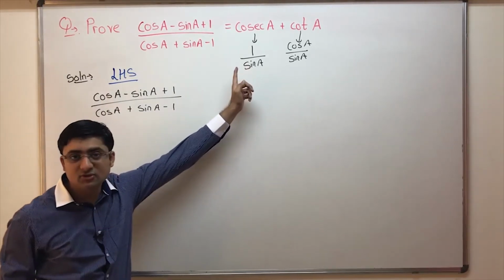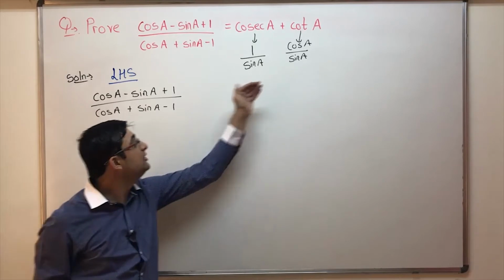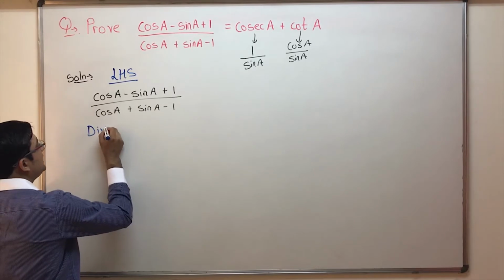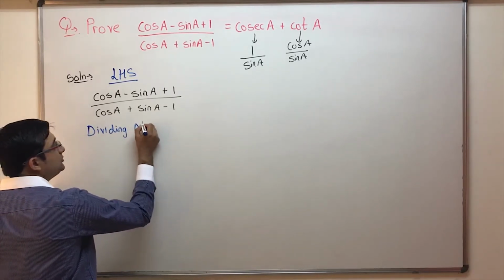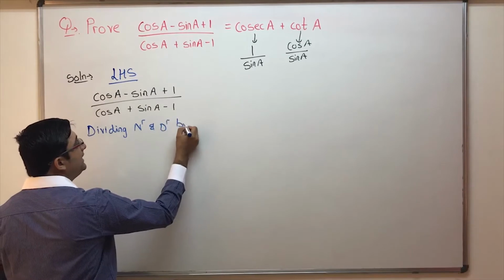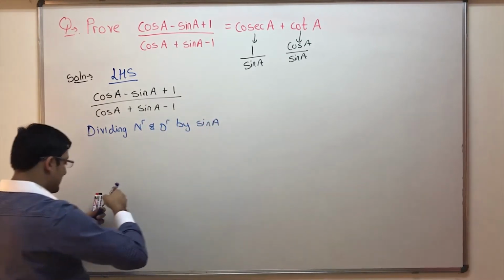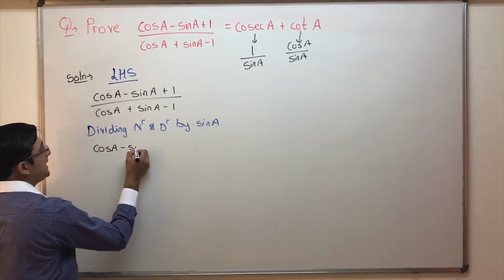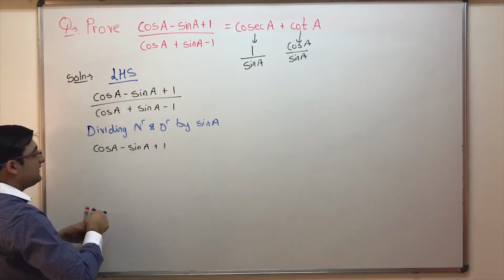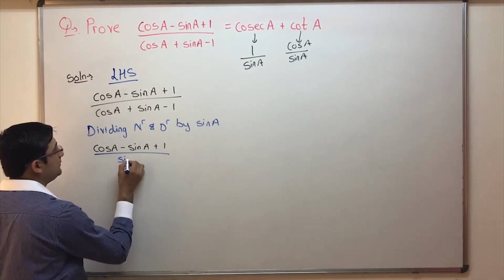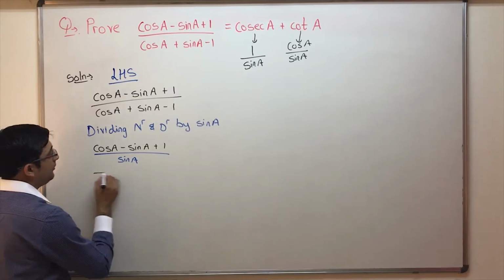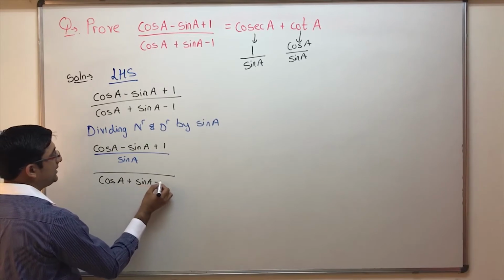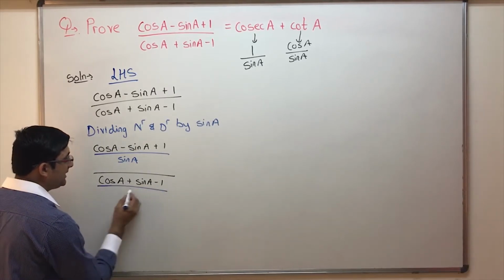I repeat, this is how you come to know what you have to divide with. We have sin A here, sin A here. So divide numerator and denominator by sin A. So I'll write it over here, that is dividing numerator and denominator by sin A. So see what happens. I'll copy the numerator. So we have cos A minus sin A plus 1. Divide this by sin A. Similarly, divide the denominator also by sin A. So cos A plus sin A minus 1. Divide this also by sin A.